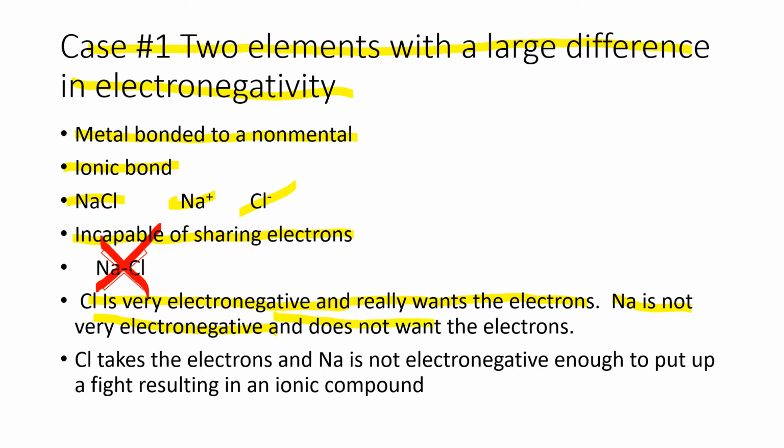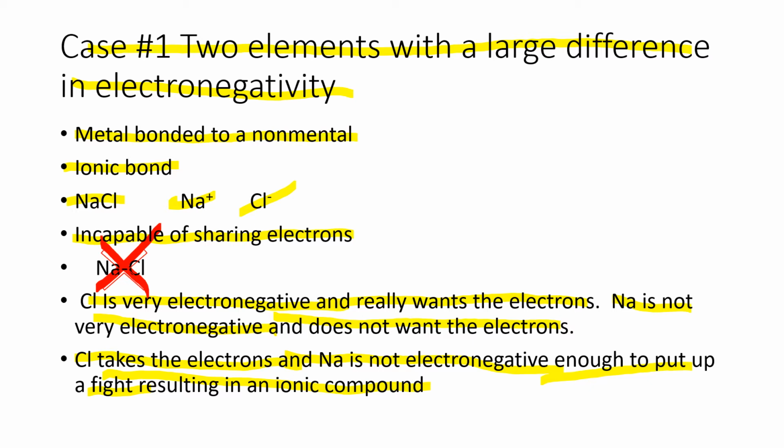It doesn't really want the electrons that badly, because chlorine wants them so much and sodium doesn't want them at all. Chlorine is just going to take the electrons. Sodium's not electronegative enough to put up a fight. So in the struggle for the electrons, the chlorine really wants the electrons. Sodium doesn't really care so much about the electrons, so sodium can't put up a fight. Chlorine is just going to grab the electrons. Sodium's going to give it away, resulting in those ionic compounds.